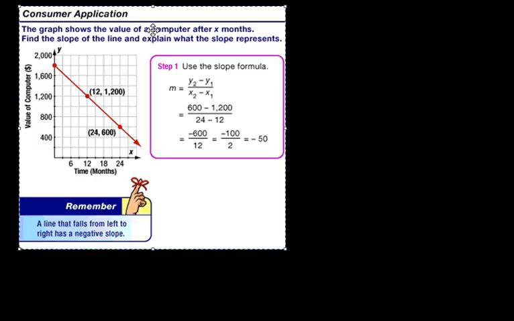So the graph represents the value of a computer after x months. Find the slope of the line and explain what the slope represents.